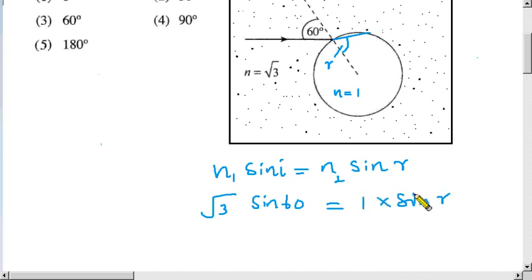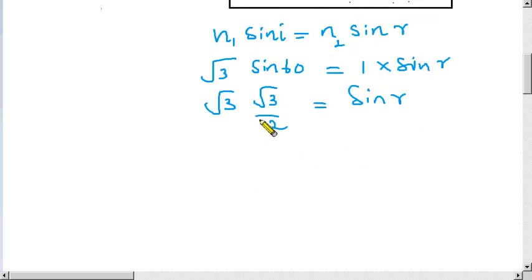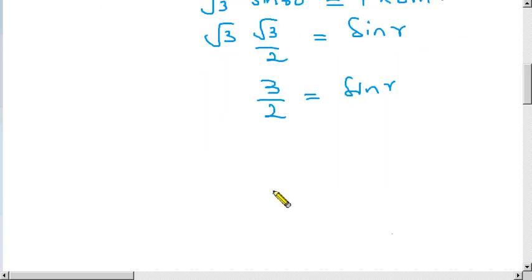Sin r we don't know. So √3 sin 60 is √3 divided by 2, as we did previously. So √3 times √3 is 3, divided by 2, equals sin r. So we have to find out now r, 3 divided by 2. So that means 1.5.